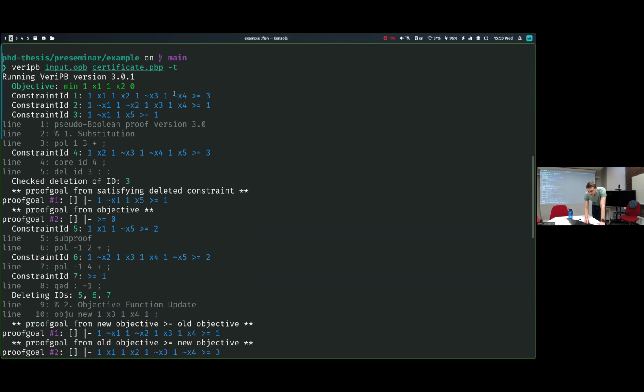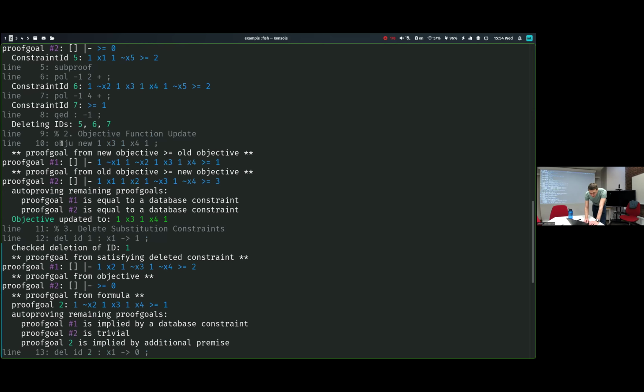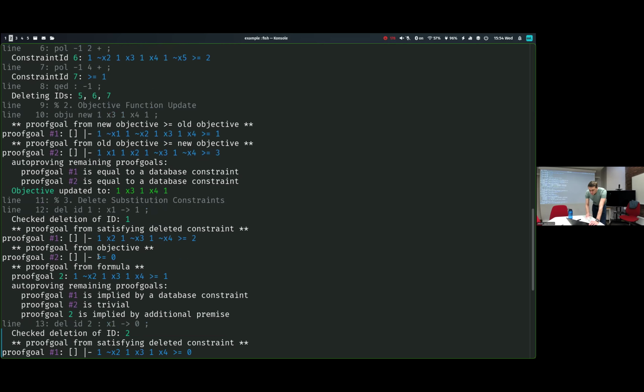For example, for objective update and also for deletions, it tells us which proof goals we have, which are the conclusions on the right-hand side, and then also how they are proven. It says, okay, this is implied by a different constraint in the database, or the second proof goal that is stated here. Well, that's trivial, so we don't have to prove anything. Yes, that's how VeriPB looks and how you can use it.